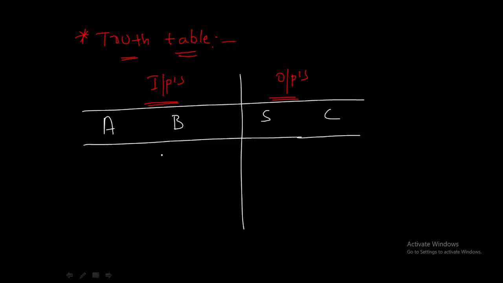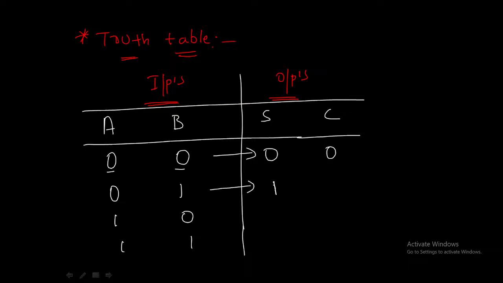If I have two variables, how many possible combinations are possible? Four combinations are possible: 0 0, 0 1, 1 0, 1 1. Now, in the case of a half adder, if the inputs are 0 and 0, then my sum is equal to 0 and carry is equal to 0. If the input is 0 and 1, then sum is 1 and carry is 0. If the input is 1 0, my sum is equal to 1 and carry is equal to 0.